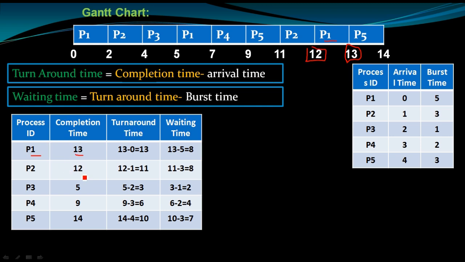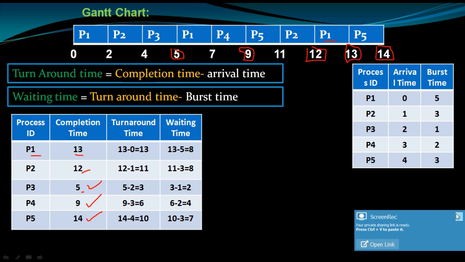Similarly, P3. Go to the Gantt chart and find out where P3 is completing. It is completing at the 5th nanosecond. So 5 nanoseconds is the completion time of P3. Similarly, P4 is at 9 nanoseconds. So at the 9th nanosecond, P4 is completing its execution. P5 is completing at the 14th nanosecond. So it is the last process. So these are the completion times of the processes.